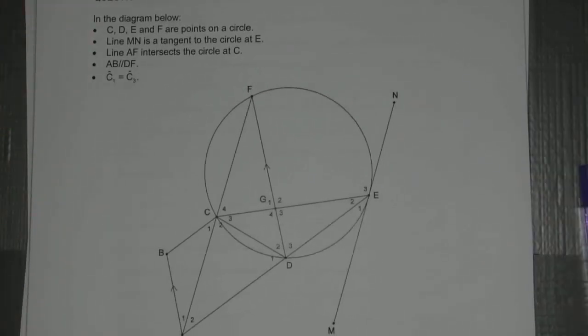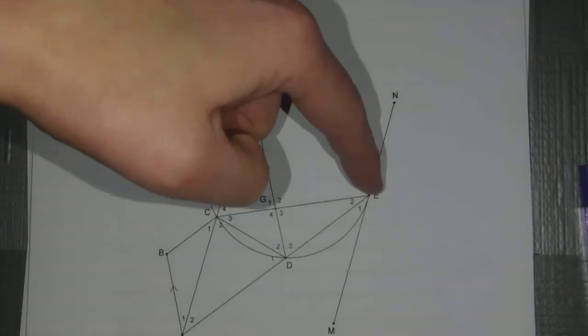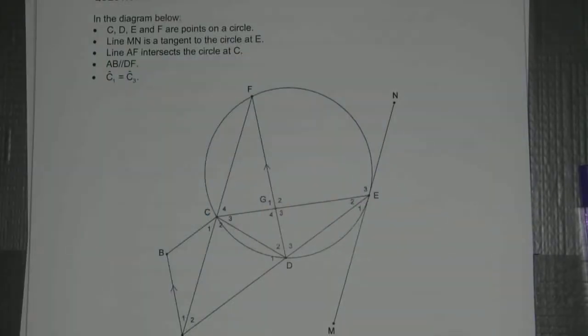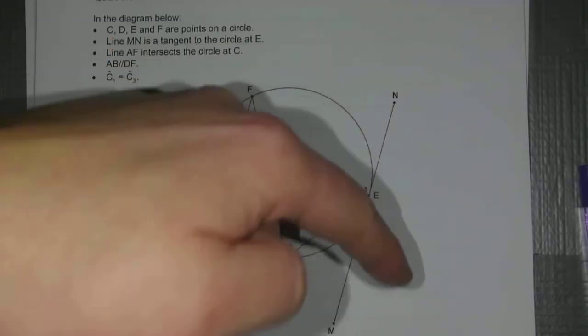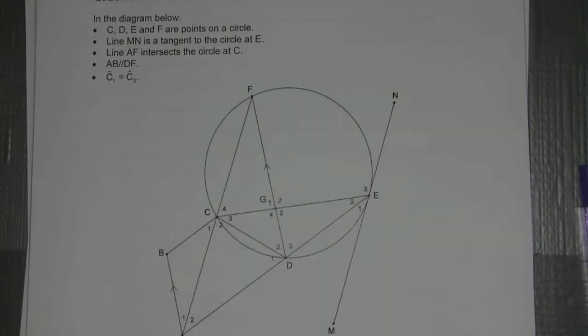So this one says, in the diagram below, C, D, E, and F are points on a circle. So again, you can actually join up these 2 points to make it a cyclic quad. You're 100% allowed to do that. Constructions are always allowed, as long as you indicate them on the diagram. And you normally have to write them as well. You'll have to say join FE or construct FE if you want to use it. Okay. Then line MN is a tangent to the circle at E. Line AF intersects the circle at C, and then AB is parallel to DF.